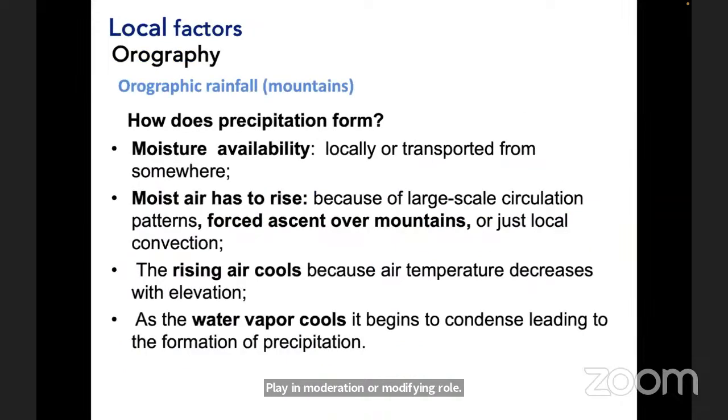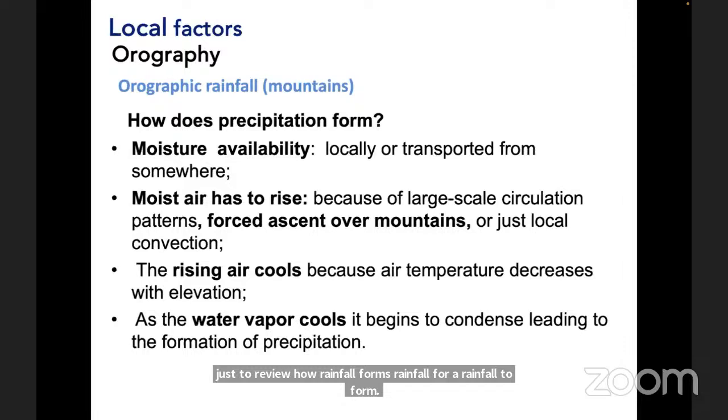So now I want to talk more about orography, which means the effect of mountains or mountain ranges on rainfall, because like I said, it is a significant factor. Before we go there, it's good to review how rainfall forms. For rainfall to form, we need two main things. Number one, we need moisture.